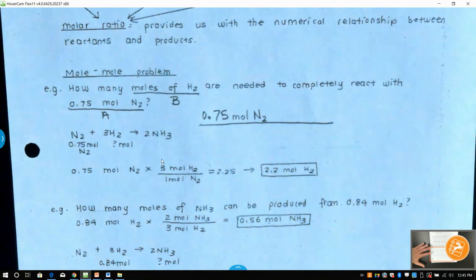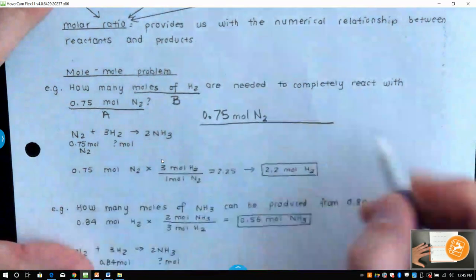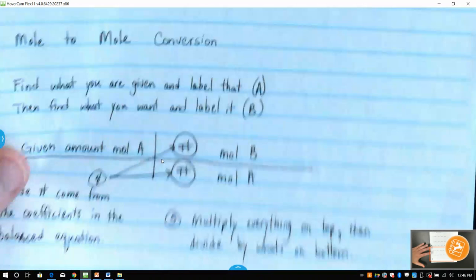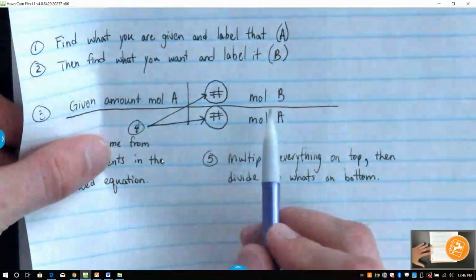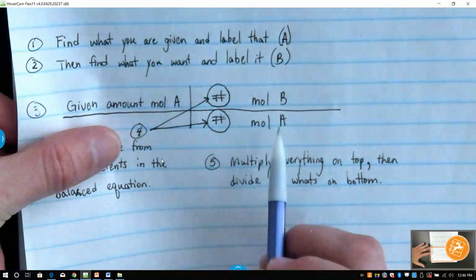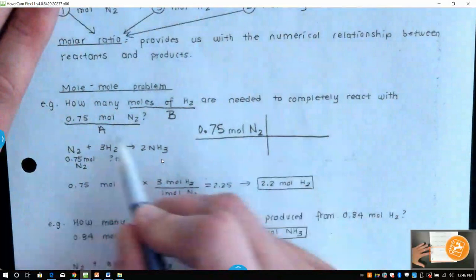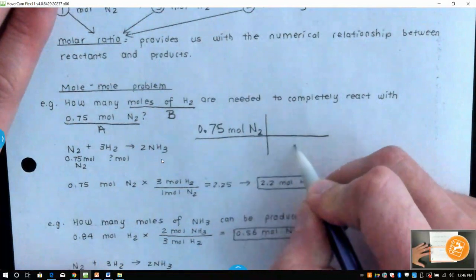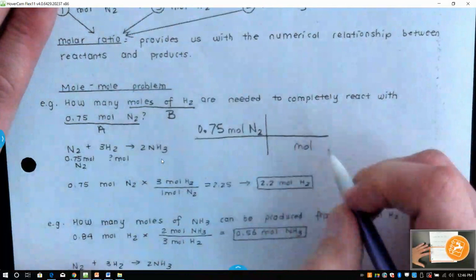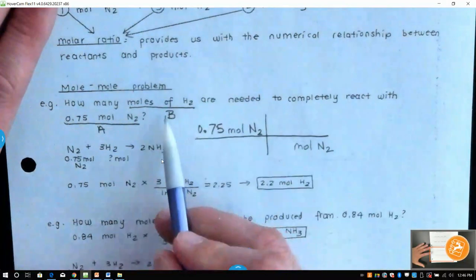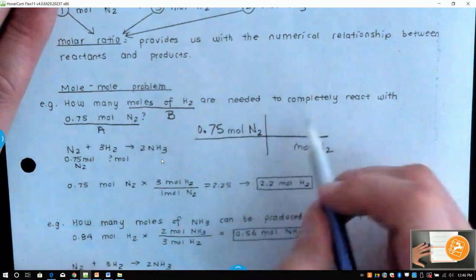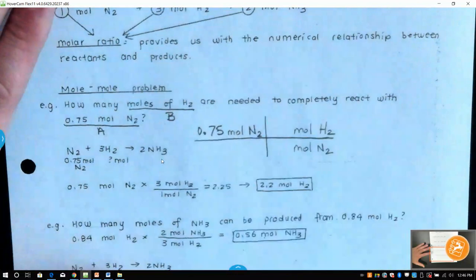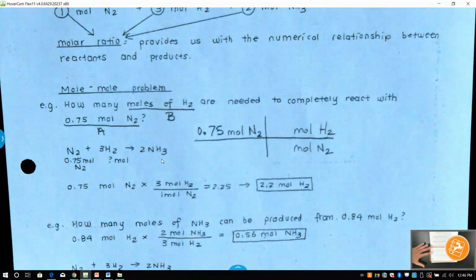So take what you're given, put it in the starting spot. You do your little underline here. Drop down, our little divider. Now, what we want has to be on top. What we were given has to be on bottom, so those units will cancel. So mole A underneath, mole B on top. What was A? It was N2. So I'm going to leave a space here: moles of what we were given, N2. And then leave a space, moles of what we want, B, on top, so moles of H2. It's very important to have these labeled so when we look back at our balanced formula, we are writing down the correct coefficients.